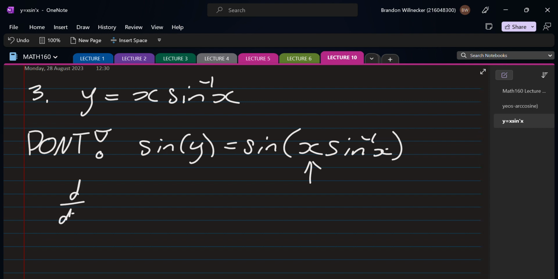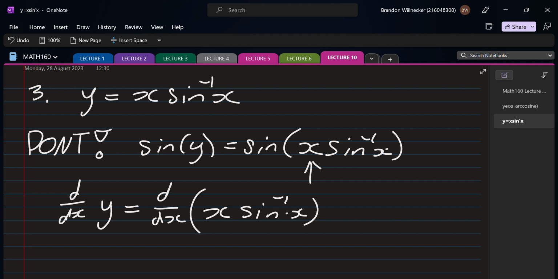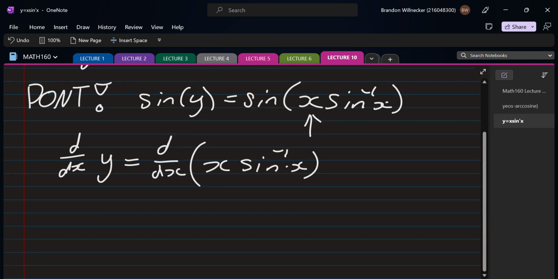So, d by dx of y is d by dx, and I'll put this in brackets because it's a product of 2 things, x sine inverse x. Now d by dx of y, that's just y prime directly. We don't need to worry about any chain rule or anything like that. So y prime. Now we use the product rule. We've got a product of 2 functions. Just because the second one is an inverse function doesn't mean we don't use the product rule. We use it as is.